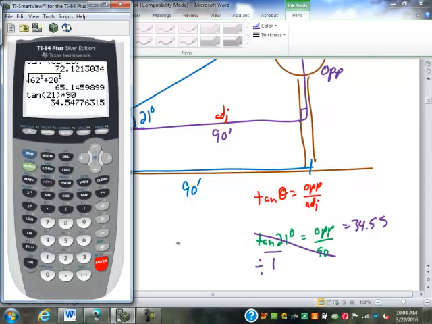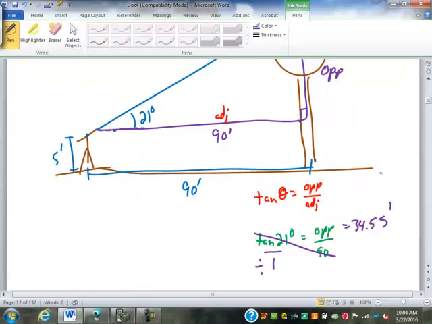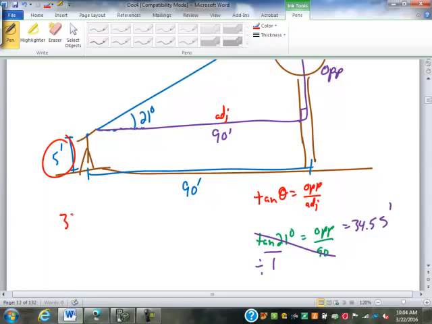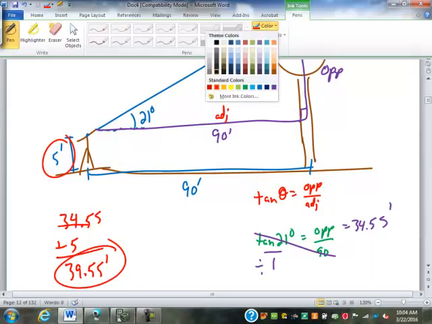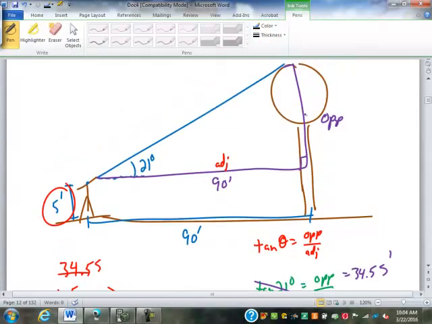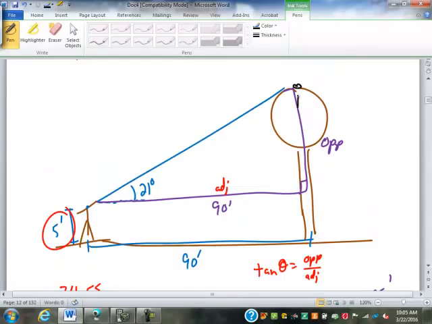Is that our height of the tree? No. Why not? We got our 5 feet. So 34.55 plus 5 gives us 39.55 feet. What do you think? You measure from wherever the crown of the tree is, you measure from directly below the center of the crown of the tree. So whether the tree grows straight or not, you just make sure you're going straight down.